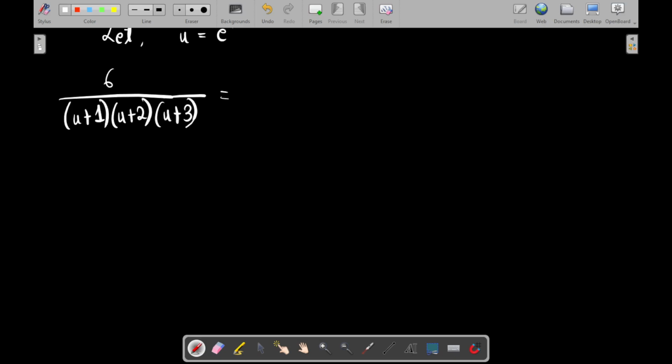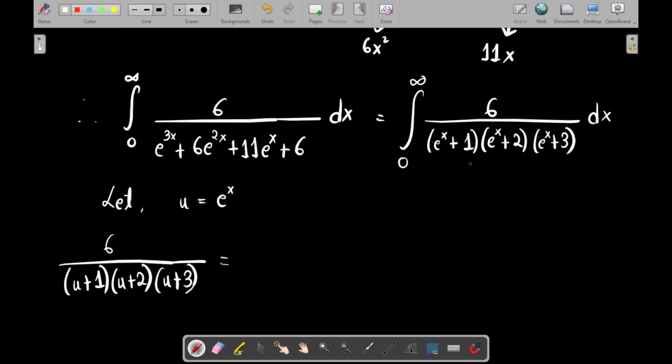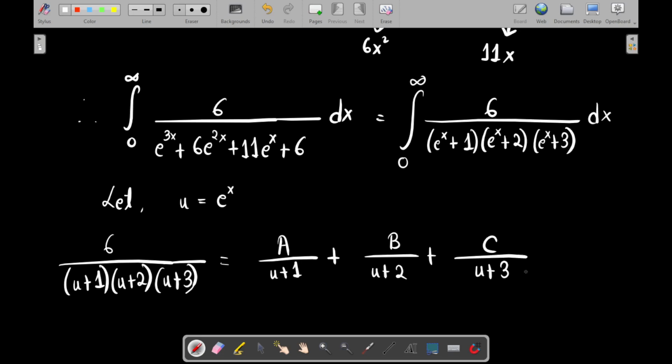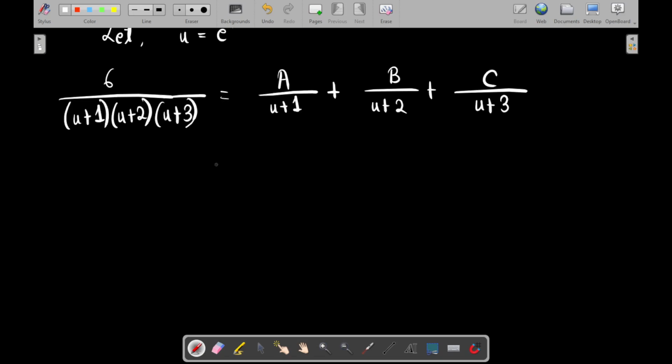In order to do this as a partial fraction, since there are three terms in the denominator, the partial fraction will have three terms. So we are using three constants here, a upon u plus 1, b upon u plus 2, and the third one being c upon u plus 3. These are the three unknown constants that we will use in order to split this given fraction into three separate partial fractions.